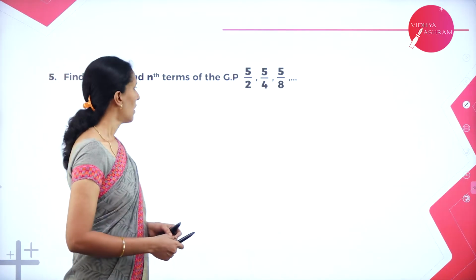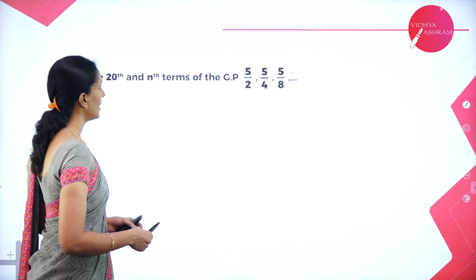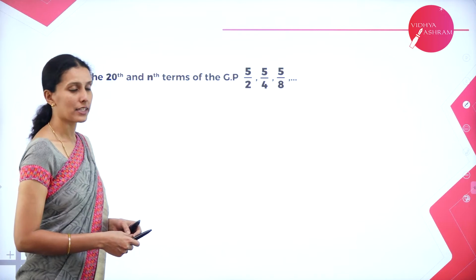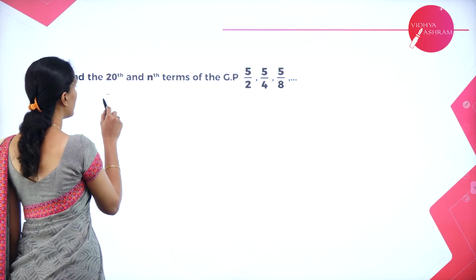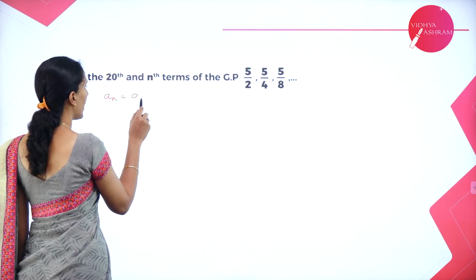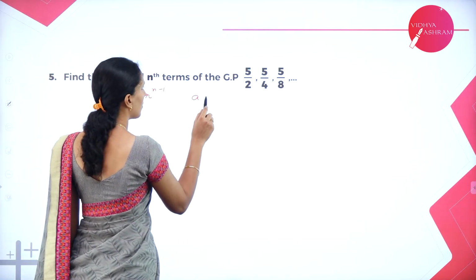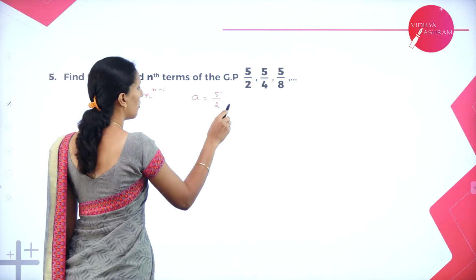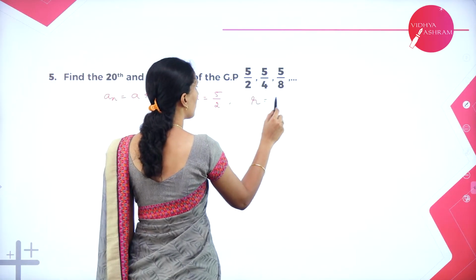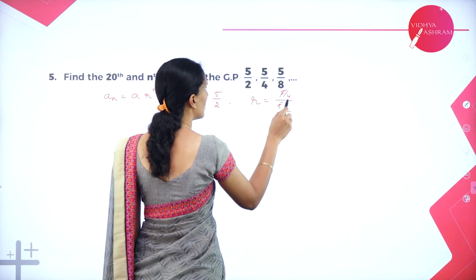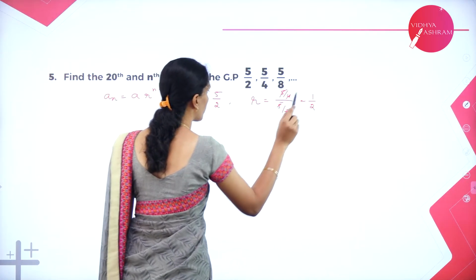Next we have, find the 20th and nth terms of the GP 5 by 2, 5 by 4, 5 by 8. So we have the nth term an is equal to a r to the power n minus 1. So here a is equal to 5 by 2. How to calculate r? r is equal to 5 by 4 divided by 5 by 2, which cancels. So this is equal to 1 by 2.